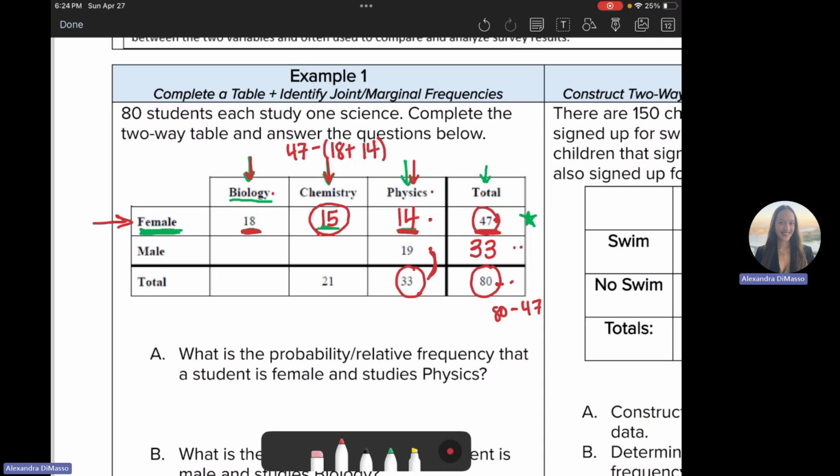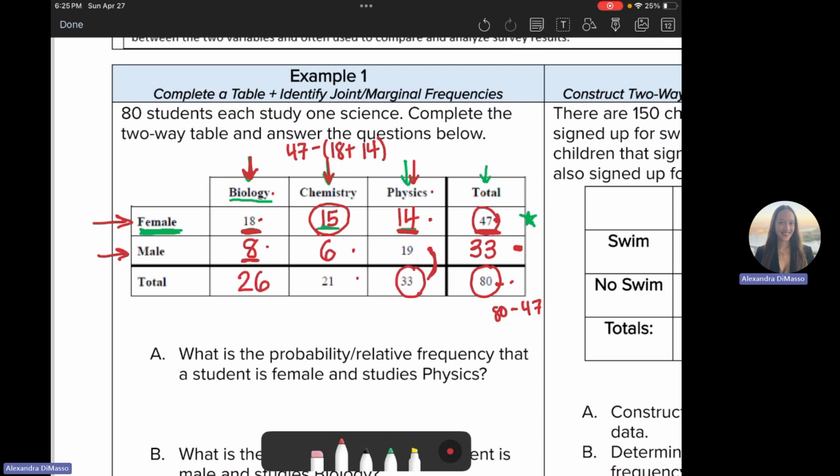Okay, now I can go straight down for chemistry. 15 plus what number is going to give me 21? Well, that's 6. And then now I'm going to look across at male. You don't have to go in the same order as me right now, but this is what's making the most sense for me. For males, I can figure out how many are in biology by subtracting the chemistry and physics from the total of 33. So that'll give me 8. And then if I go down for biology, 18 females and 8 males give me a total of 26.